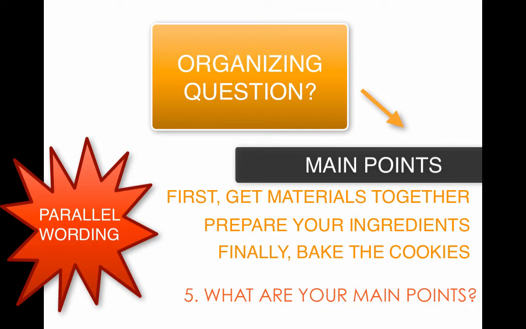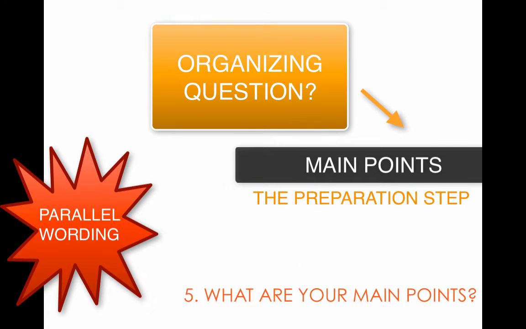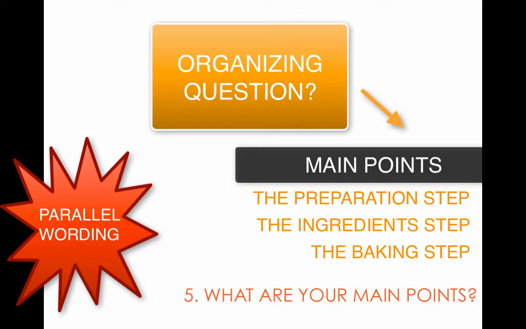So let's take my main points and use the magic of parallel wording, and we get the preparation step, the ingredient step, and the baking step. This is going to be much more memorable for the audience, and it's going to be easier for me as the speaker to keep things really simple.